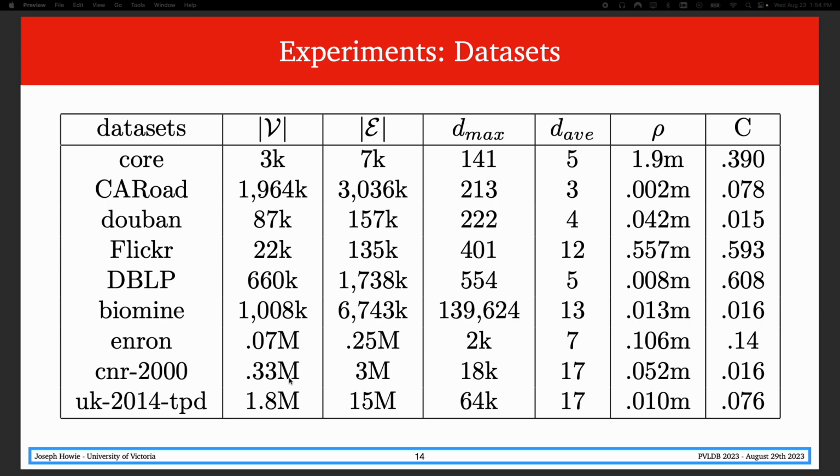The columns here are just showing different statistics about the graphs. So you have the number of nodes, the number of edges, the maximum degree, the average degree, the density, and the clustering coefficient. So you can see we're going from graphs with edges of 7,000 all the way to 15 million. So we have quite a diverse range of size here.